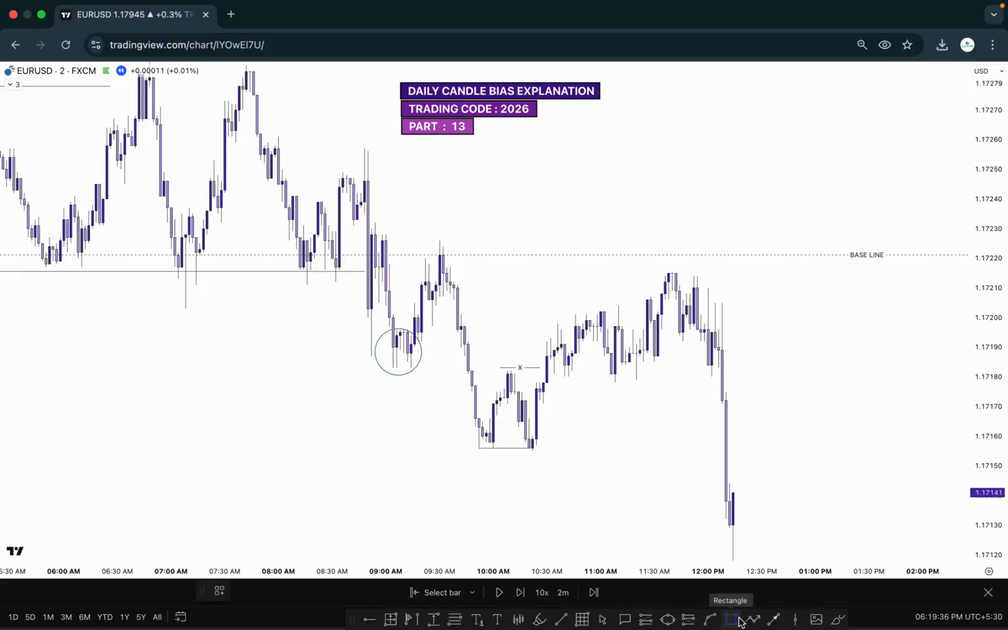You need to identify on the left side whether there is any unmitigated order flow available or not. All order flow is mitigated here. This one is mitigated, and this one looks unmitigated. It means once price taps on it, we can plan for the sell right here.